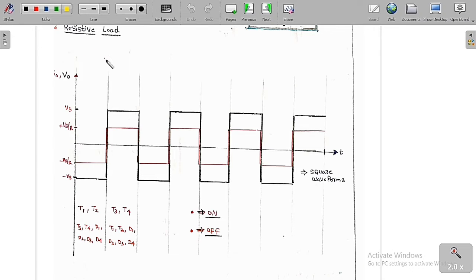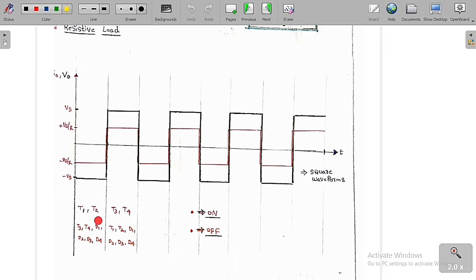Now for this single phase full bridge voltage source inverter, I am going to assume the load is a resistive load. Based on this, I am going to analyze the output voltage and the output current. If I keep the resistive load here, I am going to assume in the first region that I turn on T1 and T2.